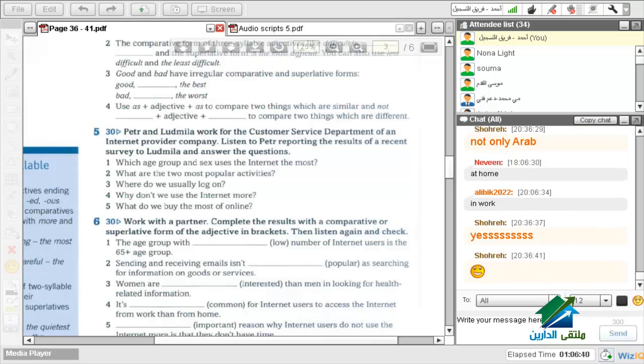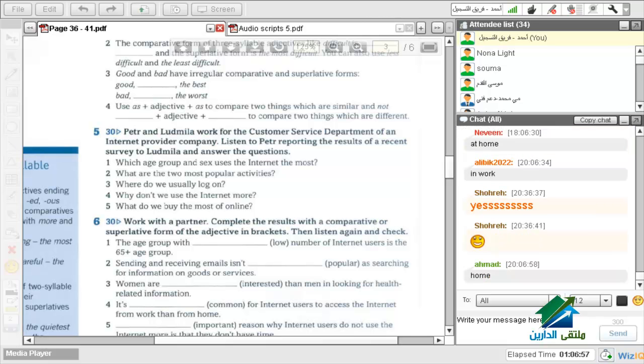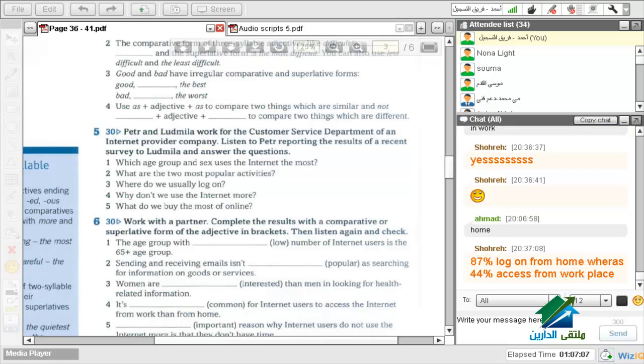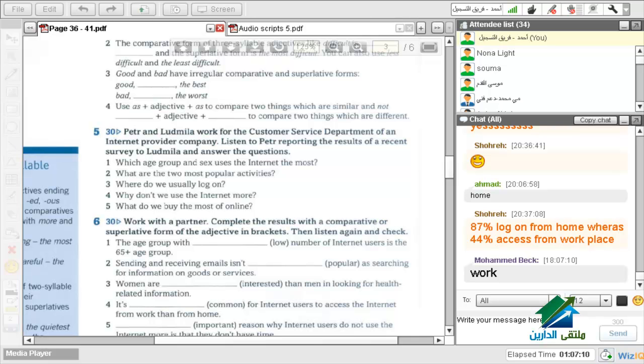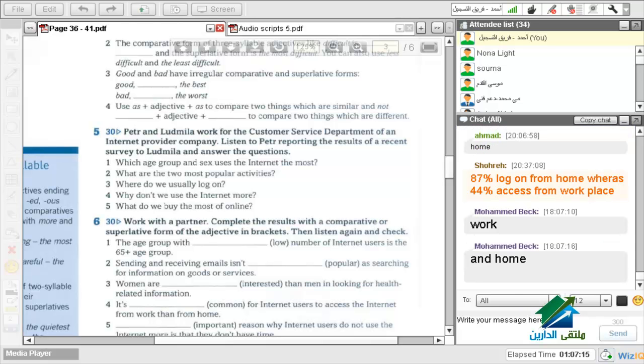I see. Okay. Question number 3. Where do we usually log on? Where? From work or from home? Usually people log on from home or from work? From home. Because the survey says, 87% log on from home and 44% access it from work.